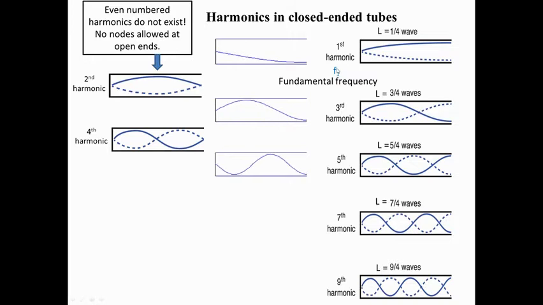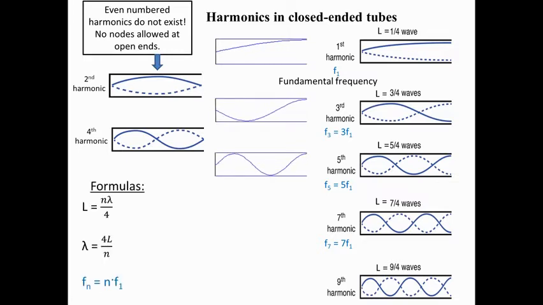So for the first harmonic, you can go ahead and calculate what that frequency would be if you know the speed of the wave and the length of the tube. But then the third harmonic would be three times the frequency. And again, the pattern follows through as we saw before. Just remember that you can only plug in odd number harmonics. So these are your formulas.